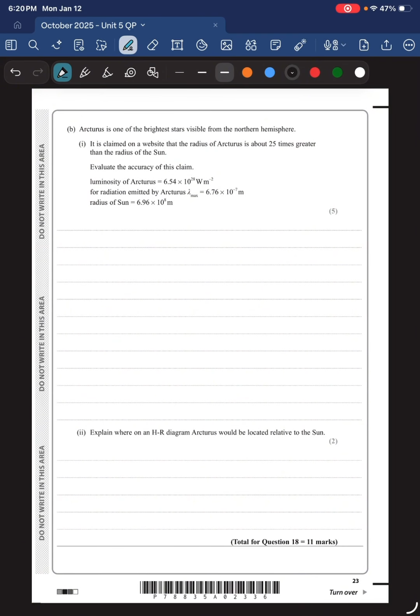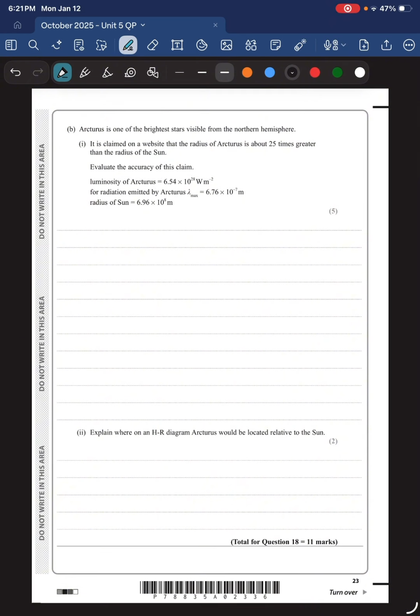Part B, part 1. Arcturus is one of the brightest stars visible from the northern hemisphere. It is claimed on a website, again with the website, that the radius of Arcturus is about 25 times greater than the radius of the Sun. Evaluate the accuracy of this claim. They give you the luminosity of Arcturus, the maximum wavelength of radiation emitted by Arcturus, and the radius of the Sun.